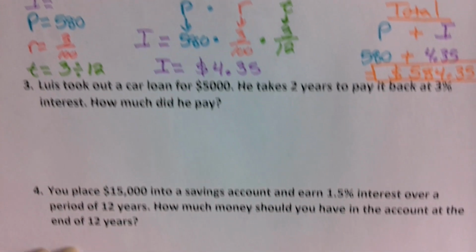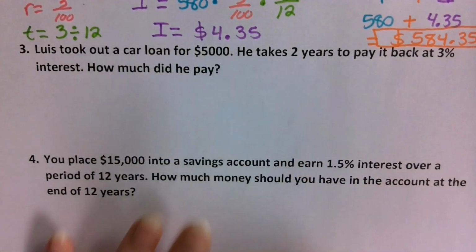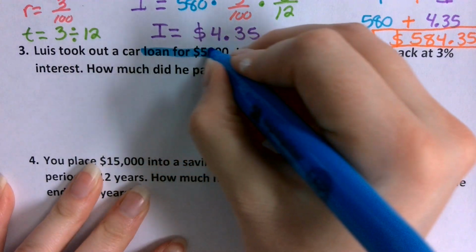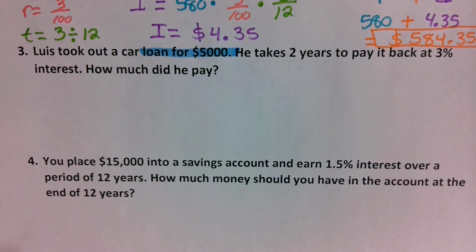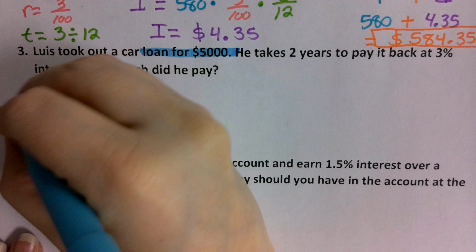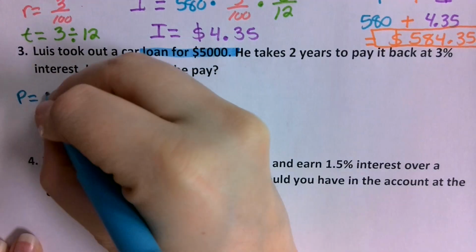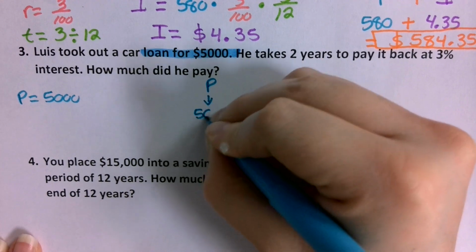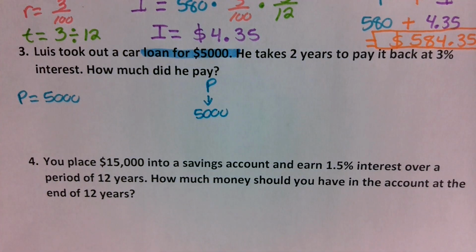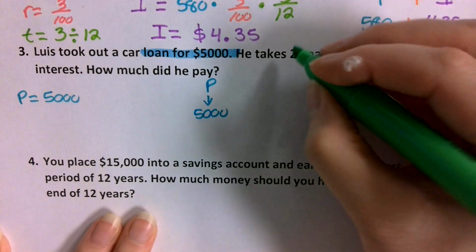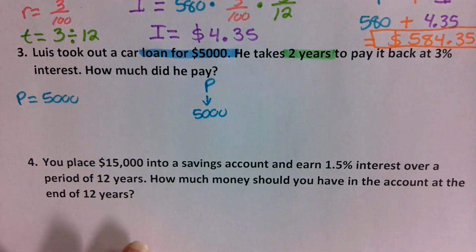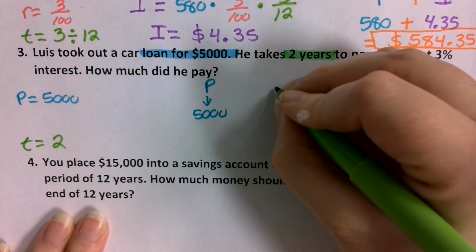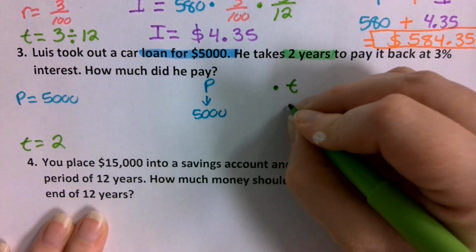All right, let's go ahead and go over this. Luis took out a car loan for $5,000. Okay, there's our principal. It's a loan. Anytime we see loans or investments or money that we've put something in, that's going to represent the principal, P, $5,000. He takes 2 years to pay it off. So there's our time, 2 years, T. And it's in years already, so we don't have to worry about converting it. So that's going to just stay 2.